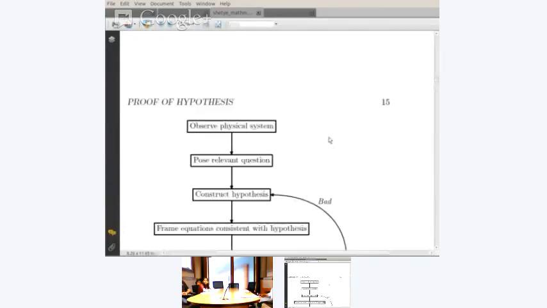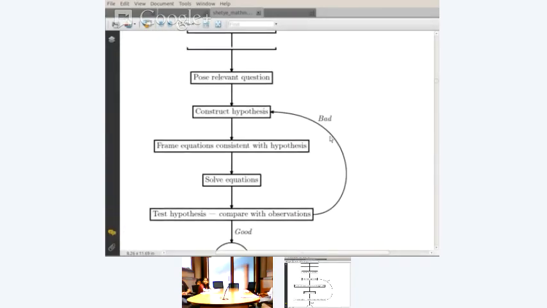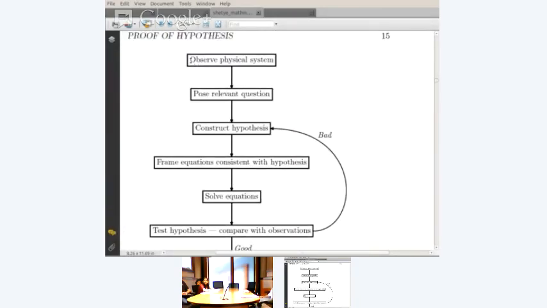Okay, so we have a physical system. We have seen what observations are like. We have posed a few questions. I hope we'll answer some of them by the end of the course. All of them are useful questions, and there are many more questions that need to be answered if we are to make sense of what's happening in the Indian Ocean.